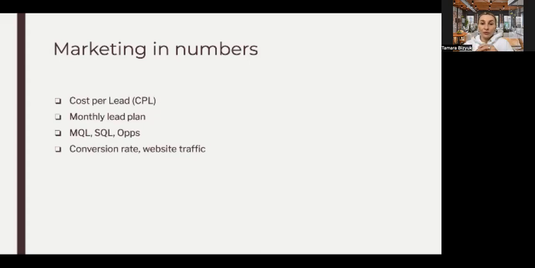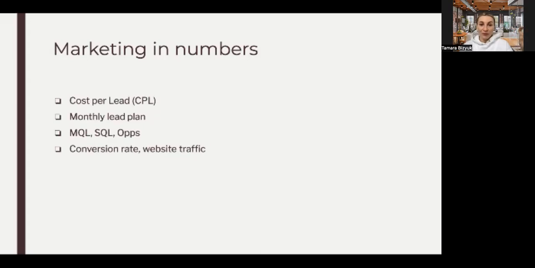You have to be able to know how many MQLs, SQLs, and Ops you generate on a monthly basis as well. Why do you need to have that? Basically, that's the funnel, the pipeline, the revenue engine. If you see there are gaps or bottlenecks in your pipeline, in your engine, then you can drive.